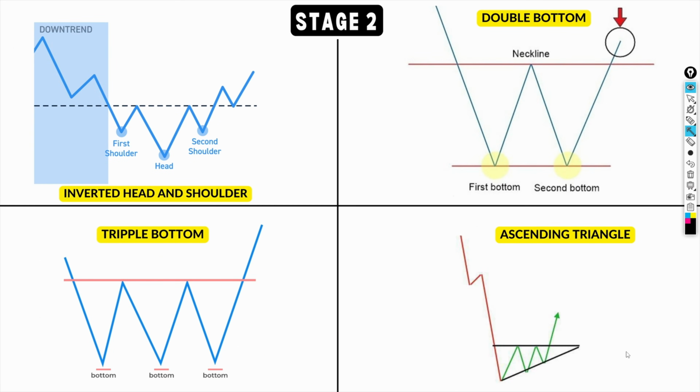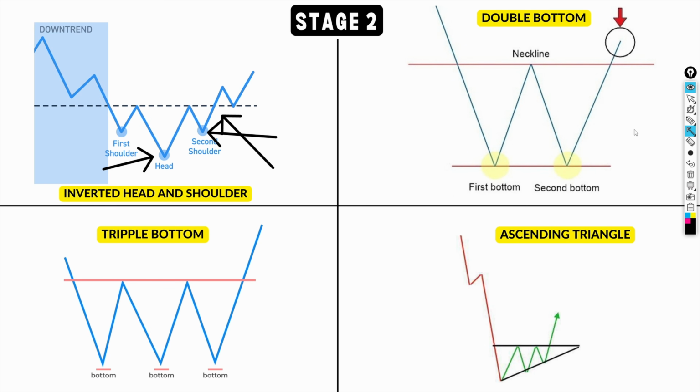The second stage consists of reversal price structure formation, like in this case an inverted head and shoulder pattern, a double bottom pattern, a triple bottom pattern, or an ascending triangle pattern. All these patterns show one thing only, which is loss of momentum, which means that the buyers are taking control here and the sellers are losing because this was the previous low. Market failed to create a new low and it reverses without even hitting the previous low.